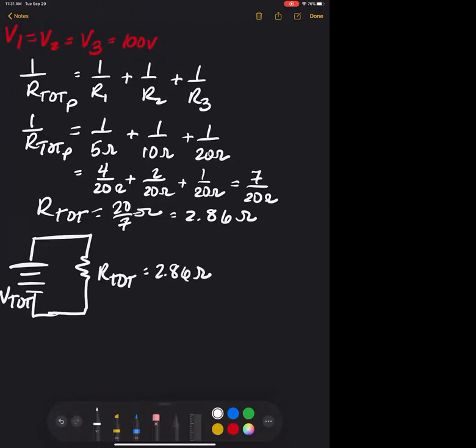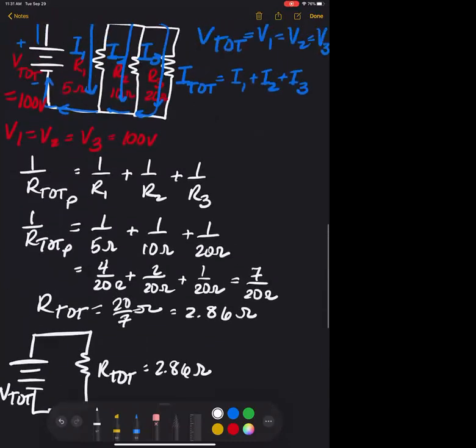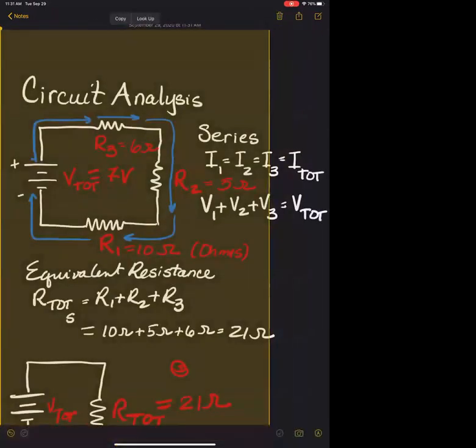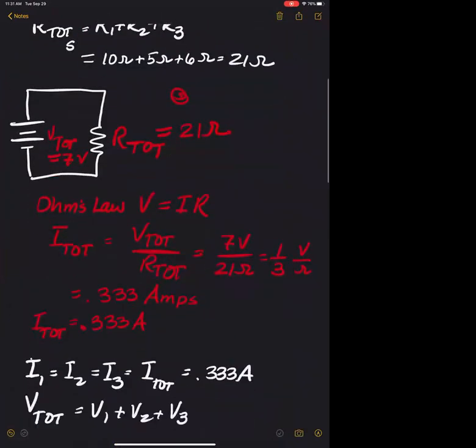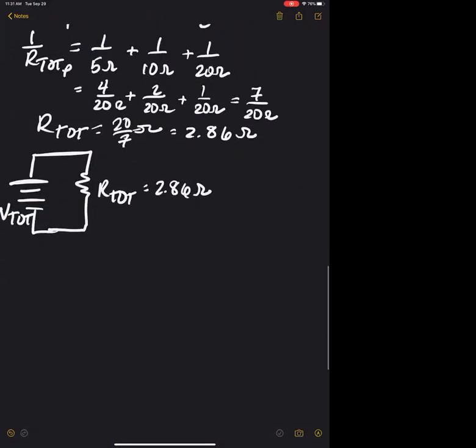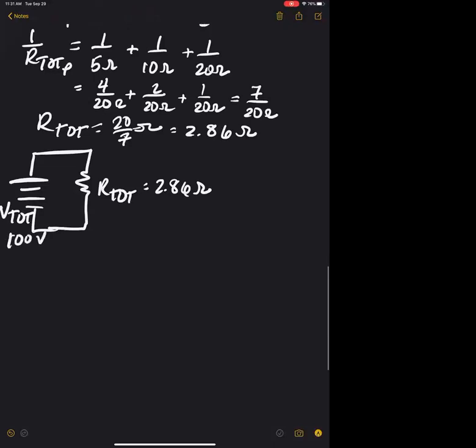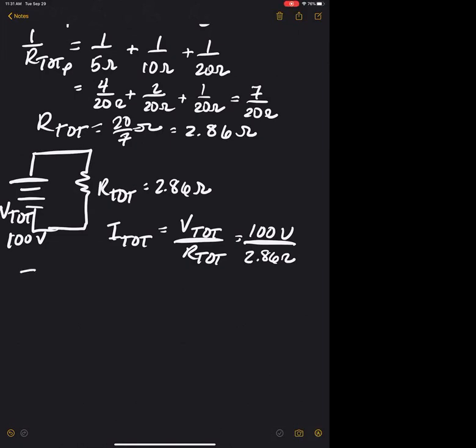Okay. All right. So what that means is I could find I total if I wanted to. So I know that V total was 100 volts. Okay. So I can find I total, again, is V total over R total. So it's 100 volts divided by 2.86 ohms. And I total is about 35 amps. Okay.